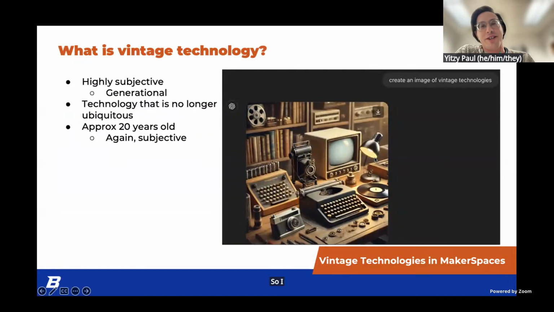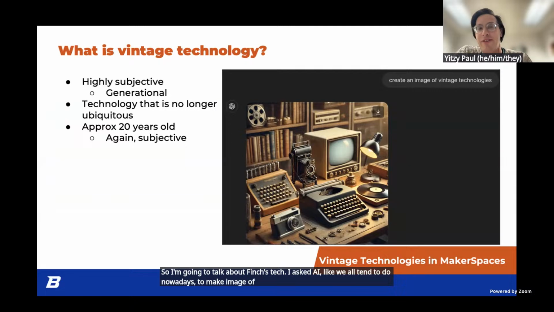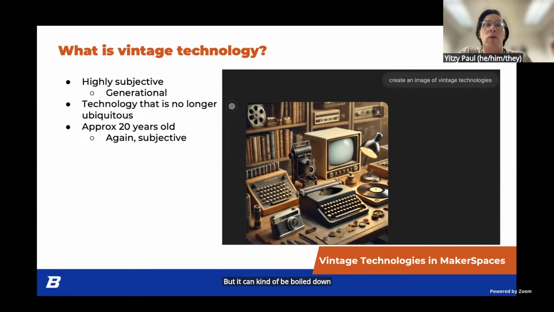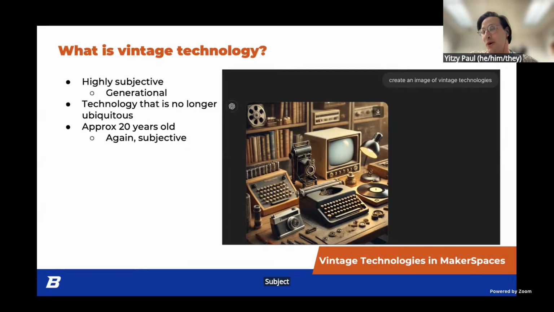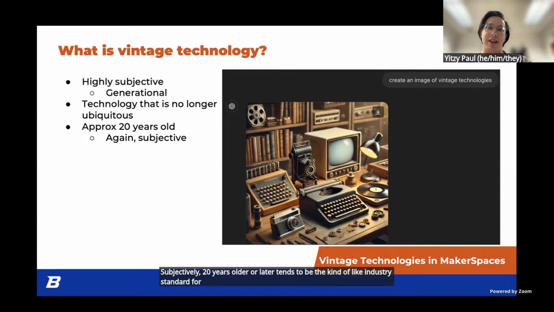So I'm going to talk about vintage tech. I asked AI, like we all tend to do nowadays, to make an image of vintage technology to help define it. But it's super subjective. It's very generational, so it depends on the age of the person you're talking to. It can kind of be boiled down to technology that's no longer ubiquitous. These are technologies that have fallen by the wayside. Subjectively, 20 years older or later tends to be the industry standard for what you would consider vintage technology.